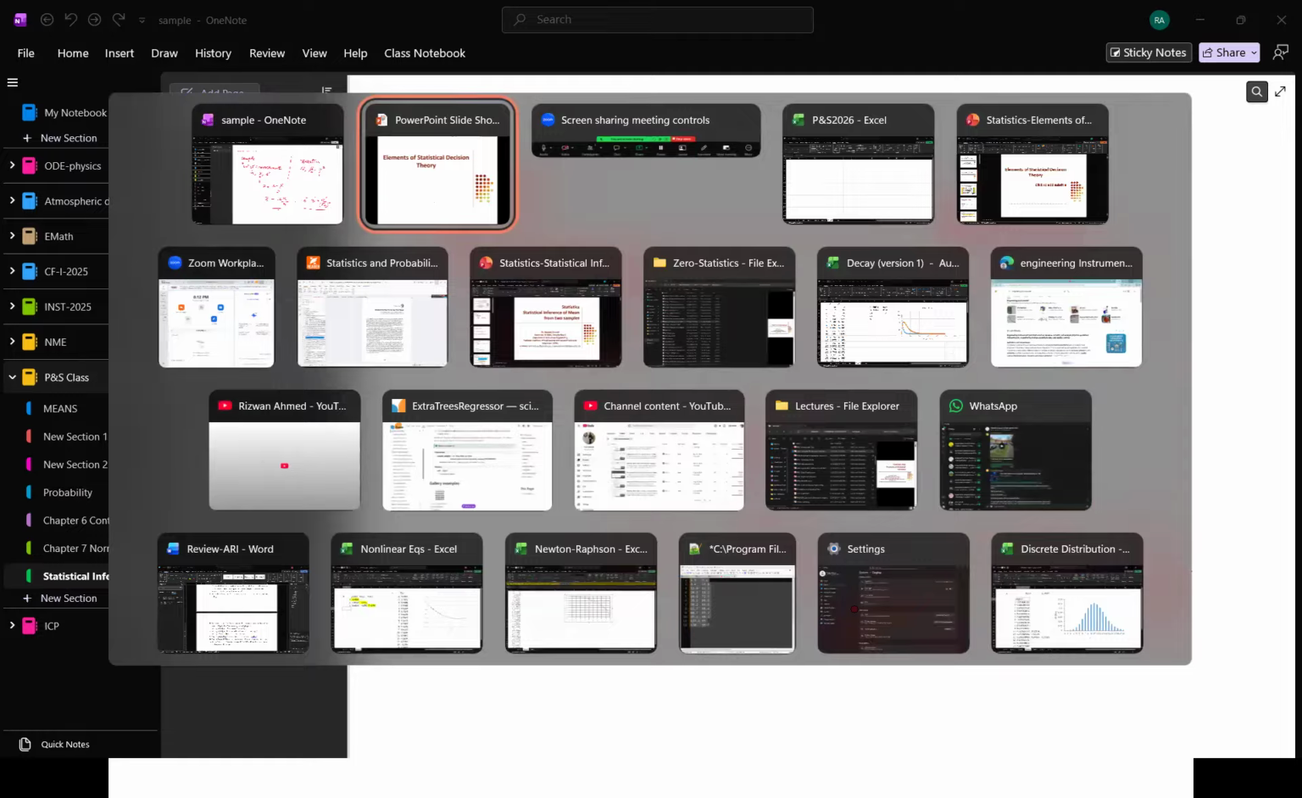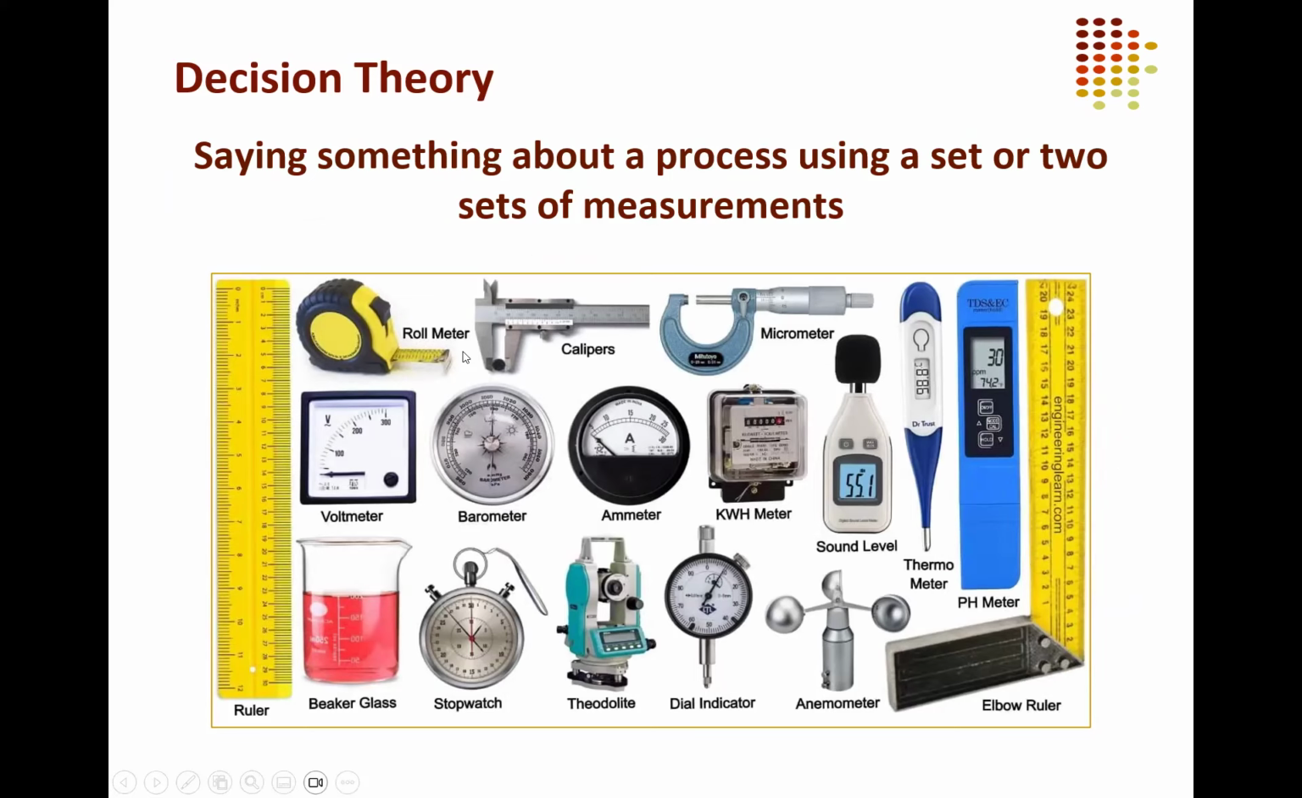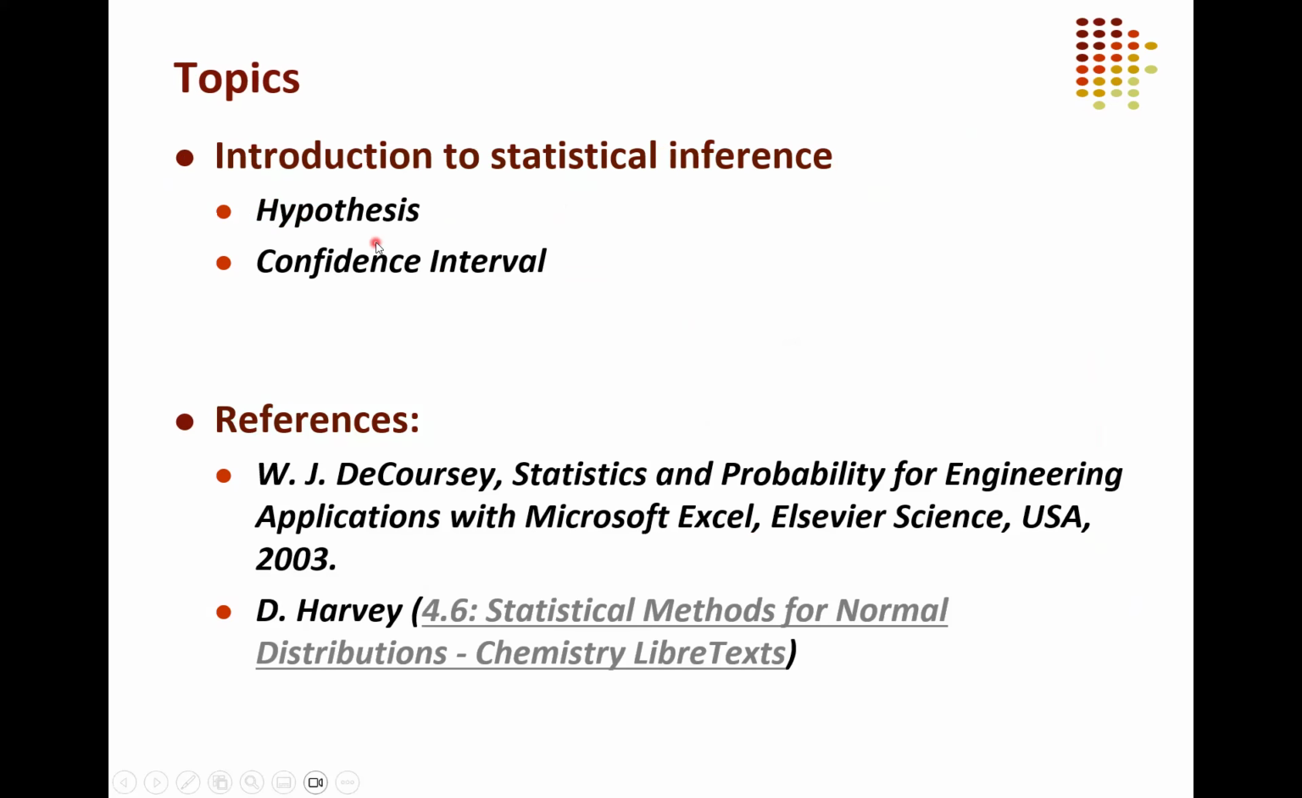So let's see what we have. Decision theory is about saying something about a process using a set or two sets of measurements. This is a representative set of instruments that we use in engineering. So the decision theory has a name.